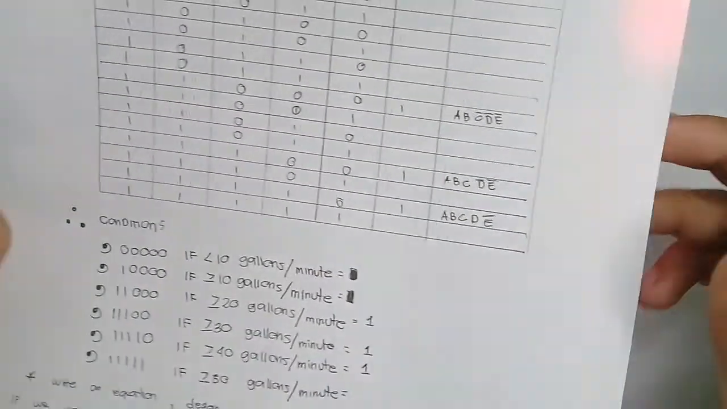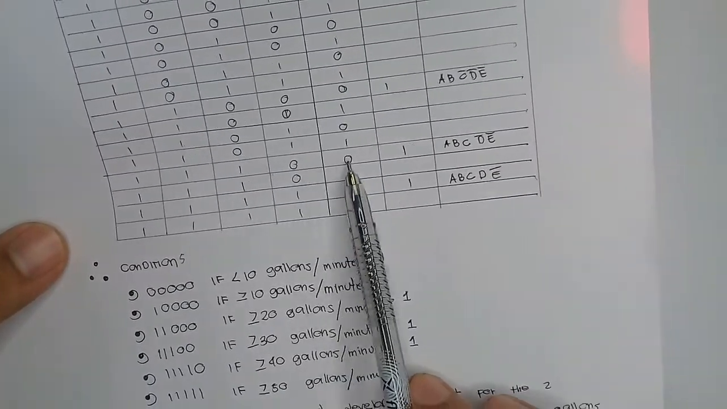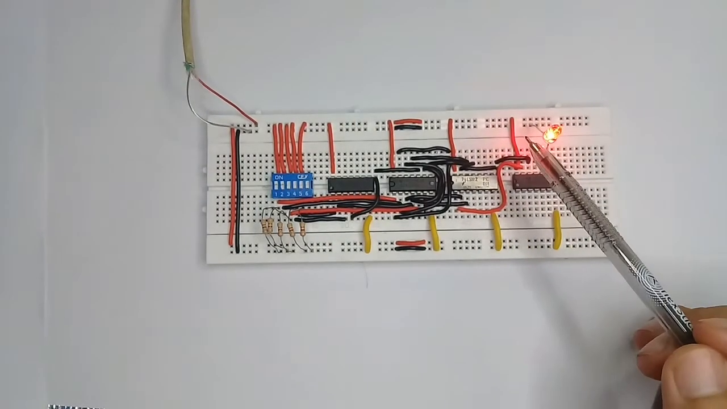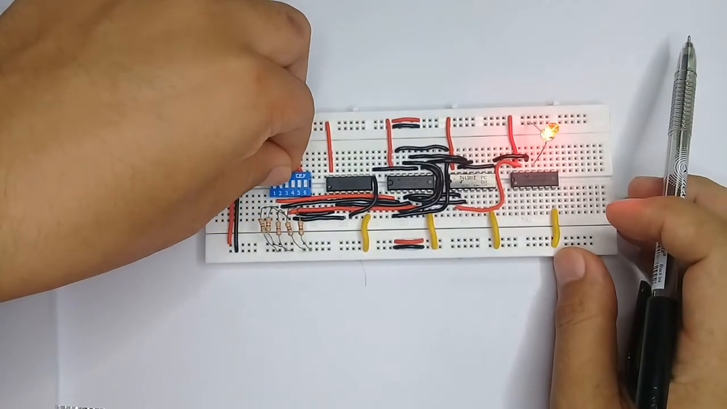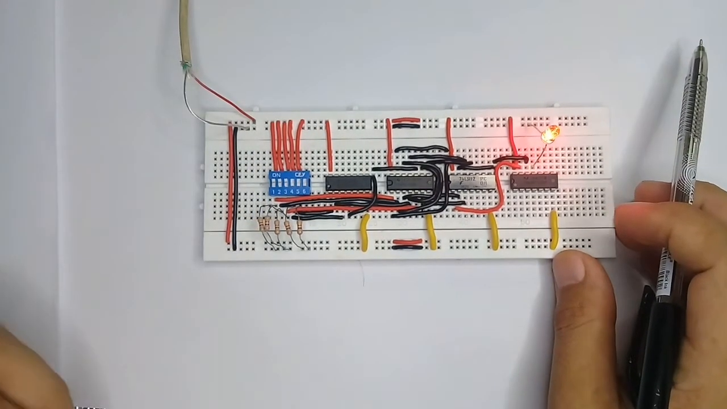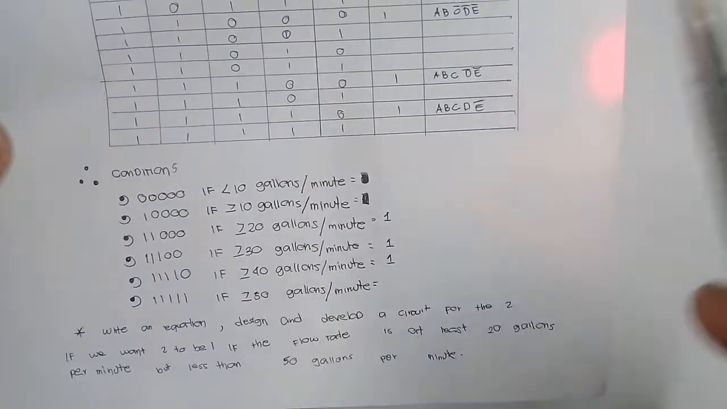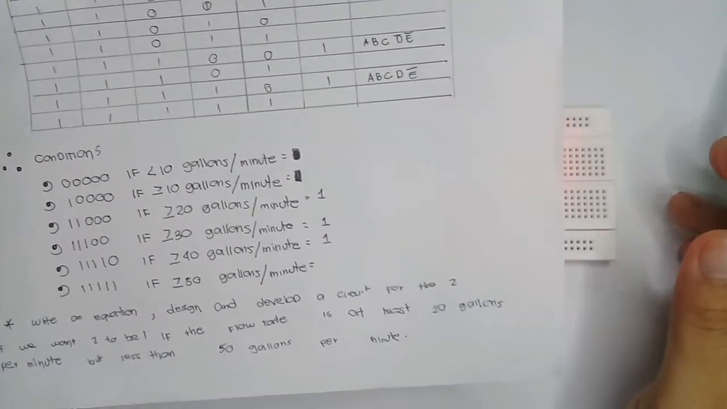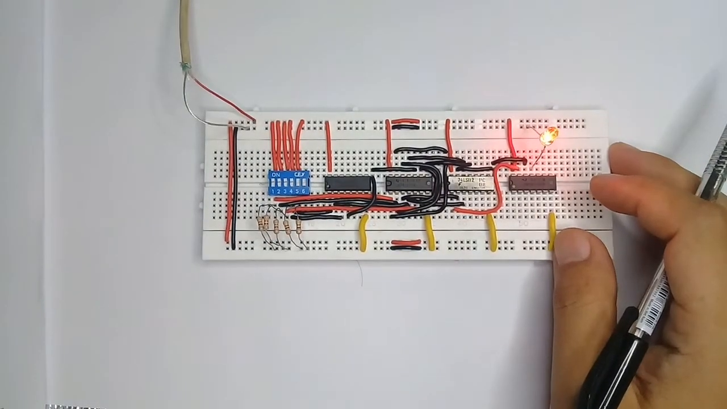The second condition is Z equals 1 if the first, second, and third bit are 1 and D and E are zeros. So this LED light should remain turned on if I turn on this third bit, which is C. Correct. And the last condition is if the first, second, third, and fourth bit are 1 and the last bit is 0. So we can have Z equals 1. That LED light should remain turned on again. So that's correct.